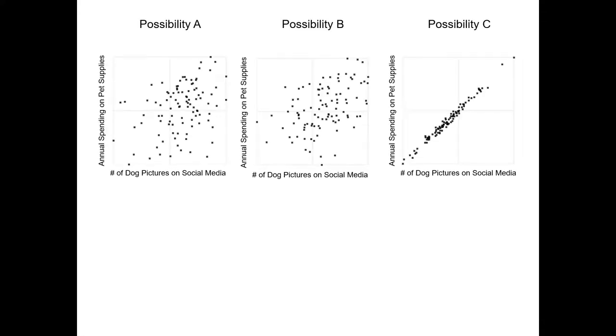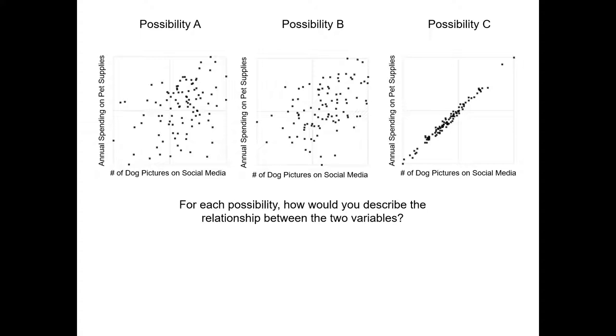Let's think about that example a little more. Let me show you three different scatter plots that depict the amount of dog pictures on social media accounts and the annual spending on pet supplies. Each dot that you see here represents one person's response on a survey or data that we collected through some other means. Thinking through these three different potential sets of results, if I asked you to describe the relationship between each of the two variables, what kind of words would you use to describe them?